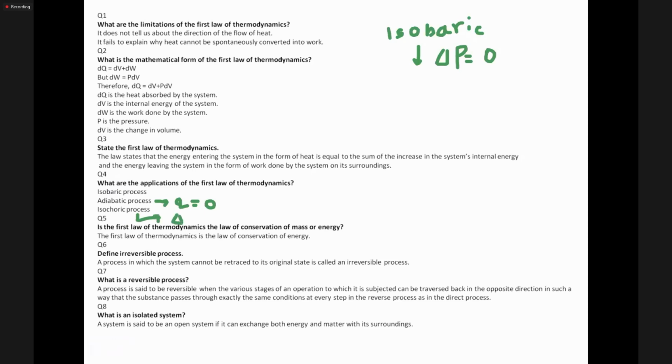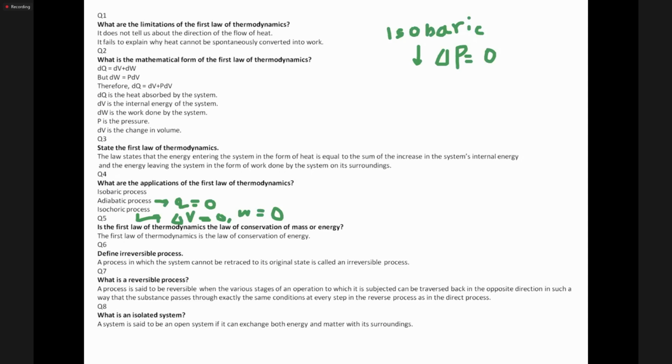For an isochoric process, delta V is equal to 0, so the work done will also be 0, because work done is minus P external into delta V. So for free expansion or for isochoric processes, W is equal to 0. You have to remember that this kind of question comes in exams.